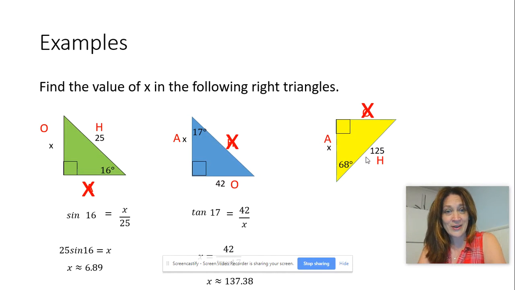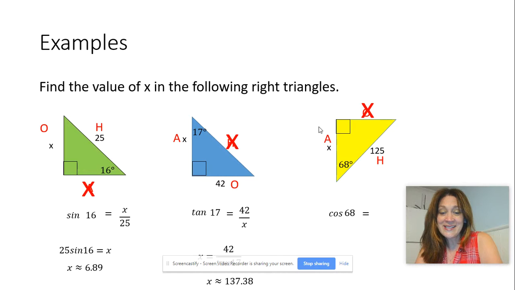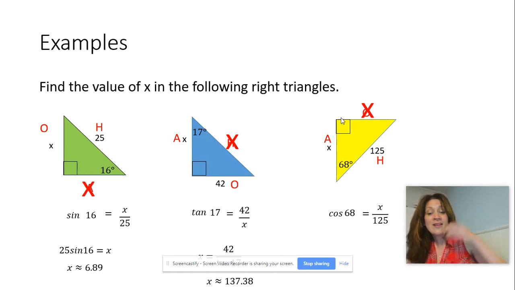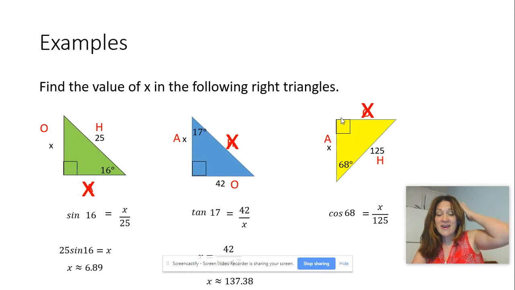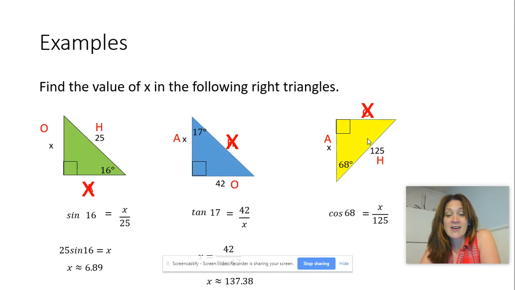So CAH TOA, the CAH part stands for cosine. So that is what I'm using. So it's the cosine of 68 degrees is equal to adjacent over hypotenuse. Go ahead and fill in the x over 125. So now I need to solve for x. I'm going to get rid of my 125, so I'm multiplying both sides. So 125 times the cosine of 68 degrees is equal to x.